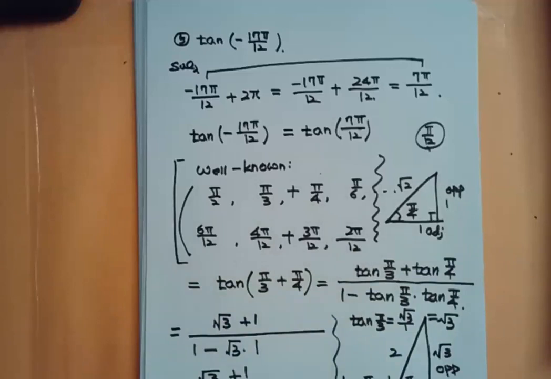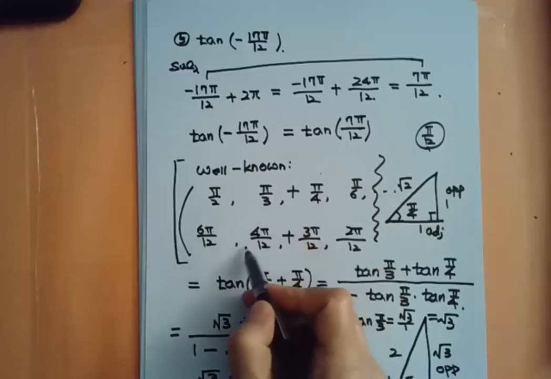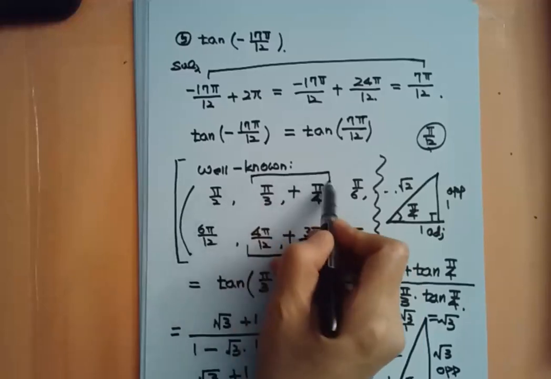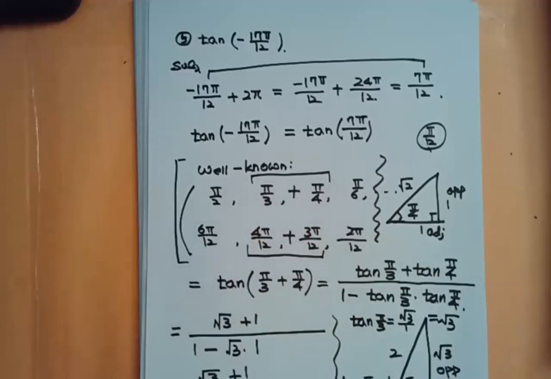I didn't turn 7 pi over 12 into pi over 3. 7 pi over 12 can be obtained by the sum of these two angles. That is essentially the same as the sum of pi over 3 and pi over 4. Am I answering your question in the way you are asking me? I'm not quite understanding what you typed, or how did, yeah, okay, good. So any other question?